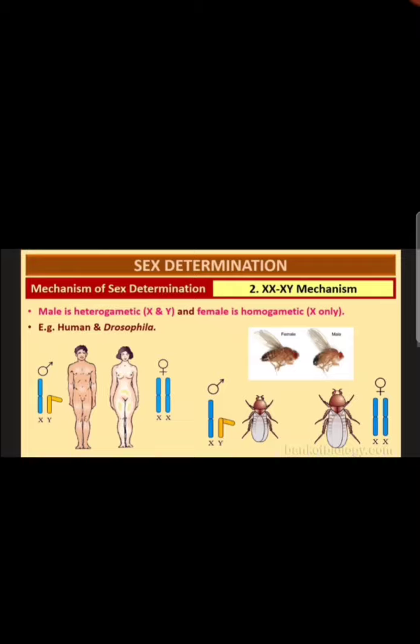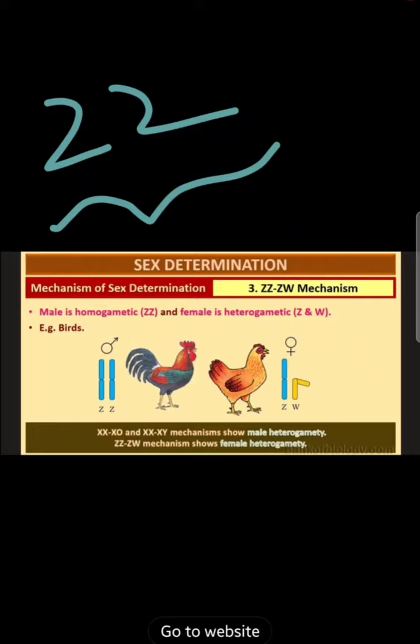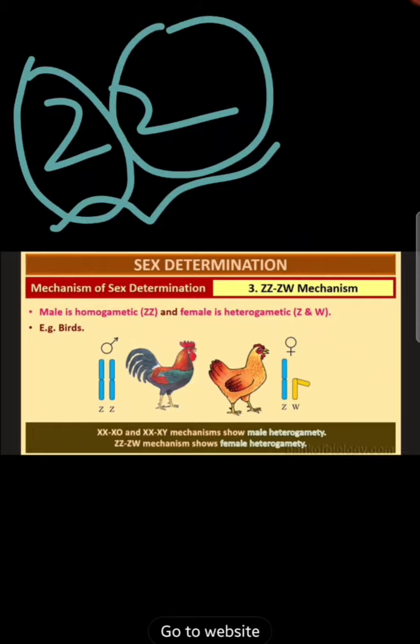Okay, so next, the ZZ and ZW mechanism, very different from other type of mechanism, because here the male is homogametic, so male is having ZZ. Okay, that means both the gametes are Z, that means all the gametes will be having the Z chromosome.